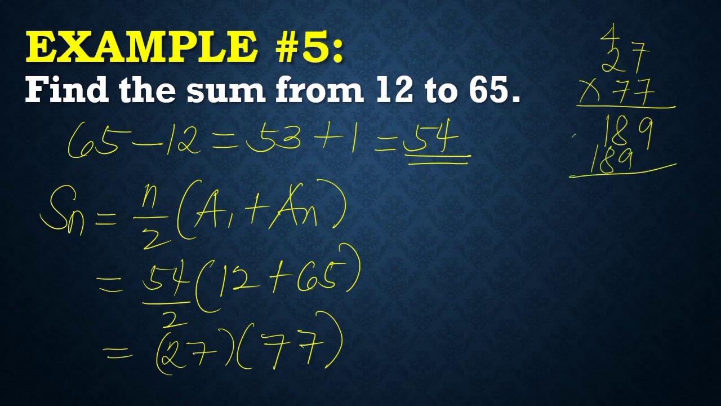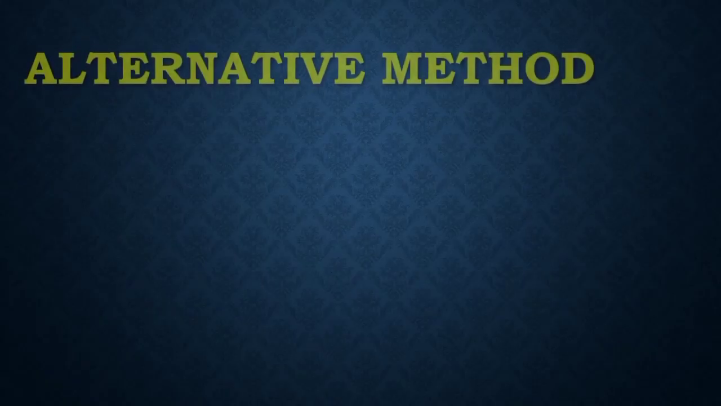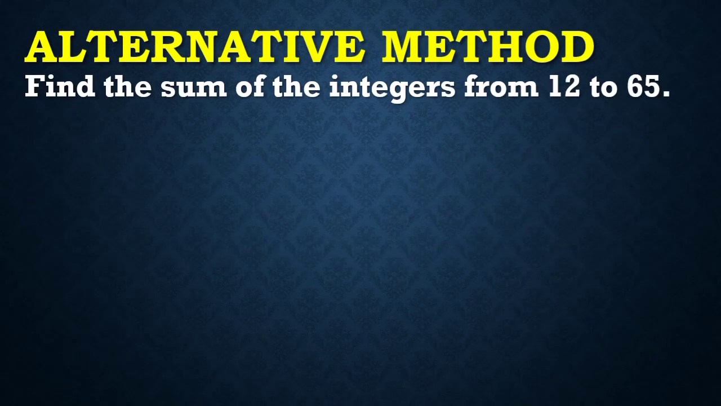So, add, bring down 9, 8 plus 9, 17, carry 1, 1 plus 1, 2 plus 8, 10, 0, then carry 1, 2, 2,079. Now, the sum from 12 to 65, so S sub 54 is equal to 2,079. So, using the same problem, gagamit tayo ng alternative method.